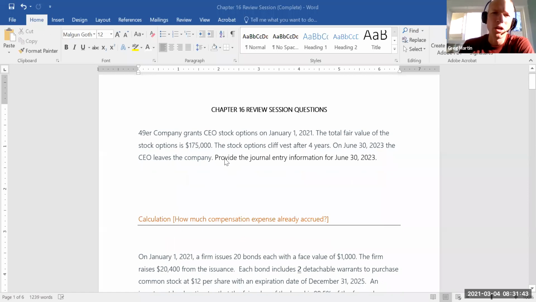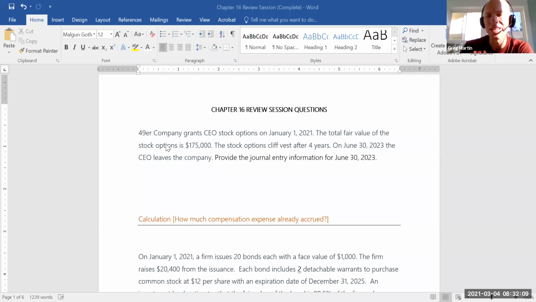49er Company grants CEO stock options on January 1st, 2021. The total fair value of the stock options is $175,000. The stock options cliff vest after 4 years. On June 30th, 2023, the CEO leaves the company, and we need to provide the journal entry information for June 30th, 2023.